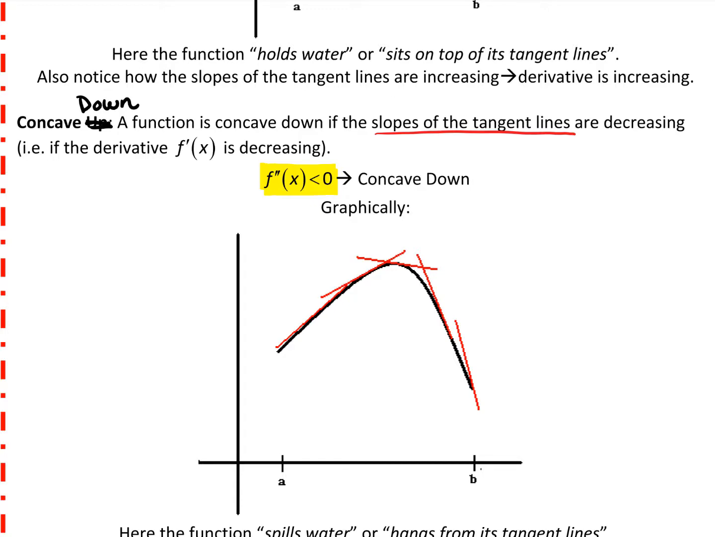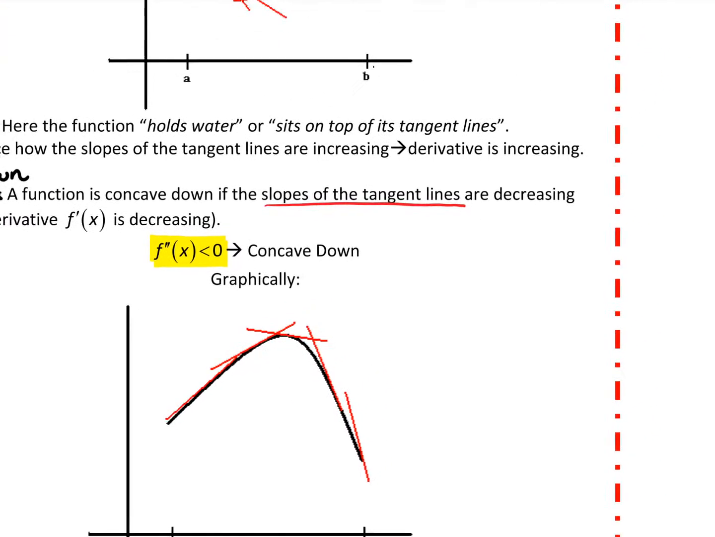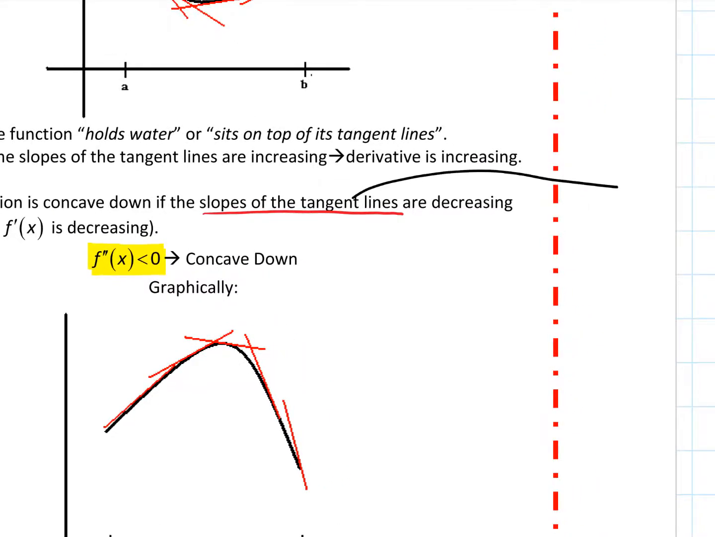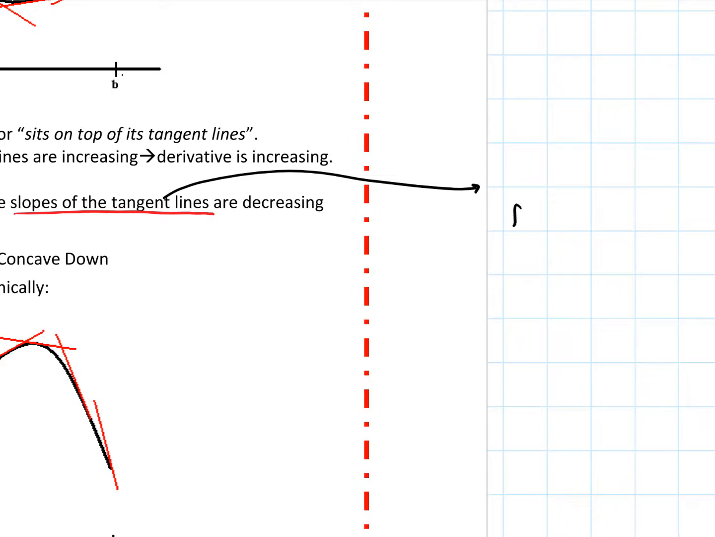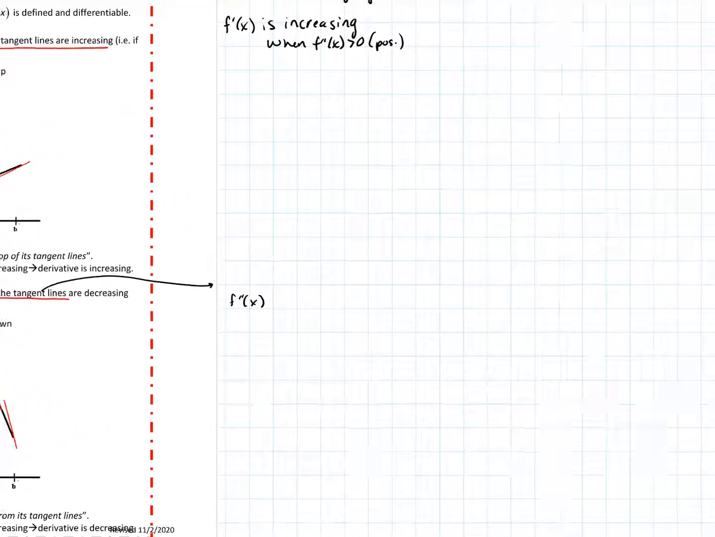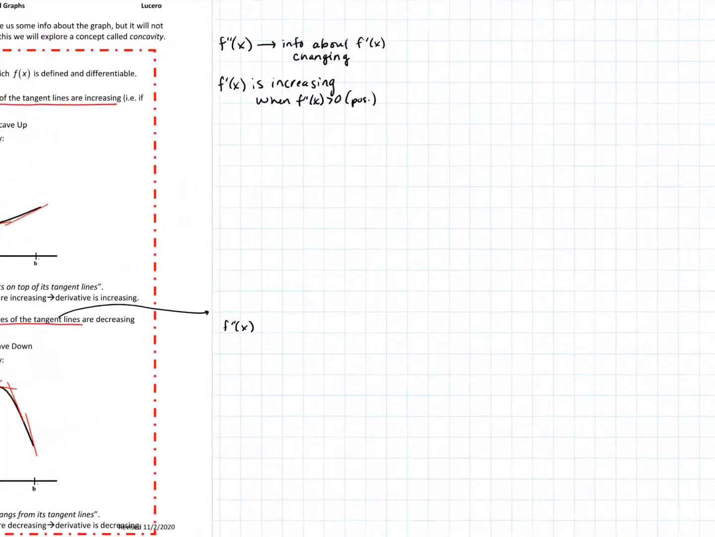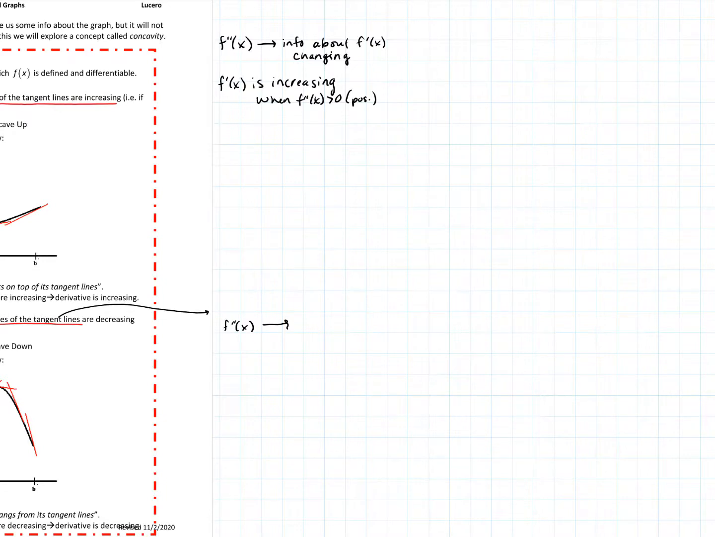So again, back to what we're talking about when we talk about the slopes of the tangent lines decreasing. f double prime of x gives us information, as we talked about up here. f double prime of x is giving us info about f prime of x changing.